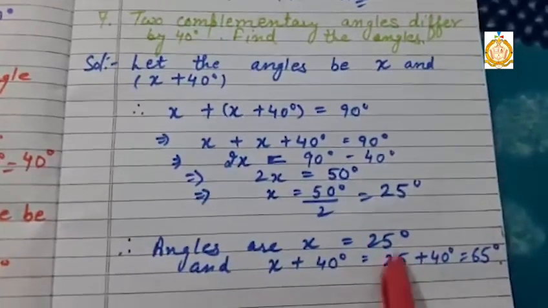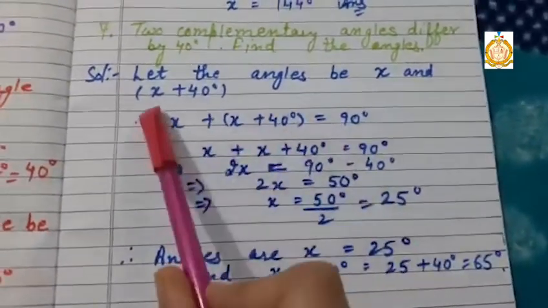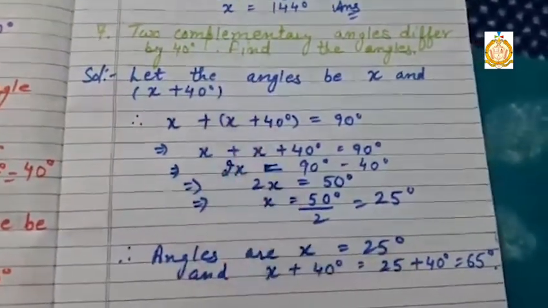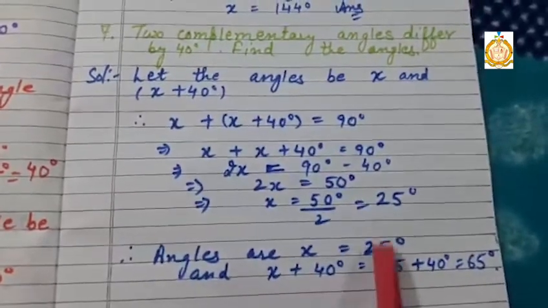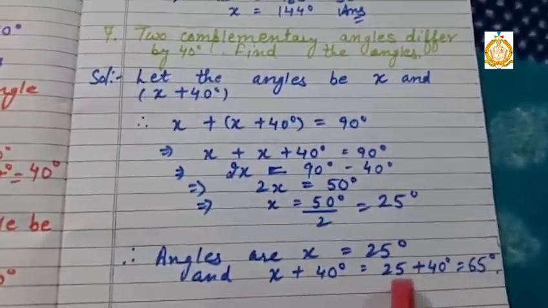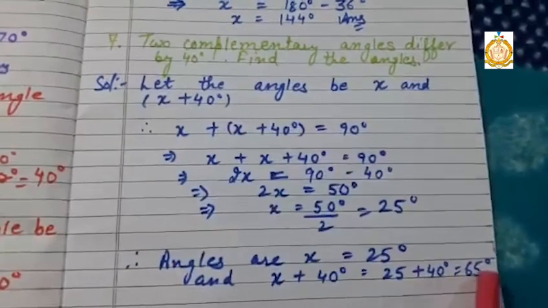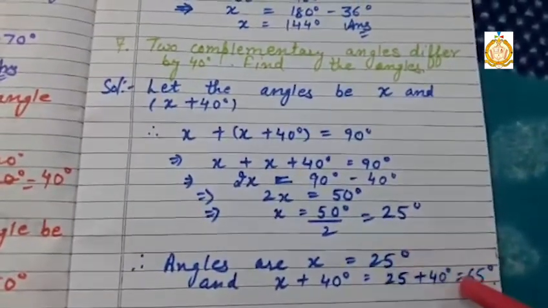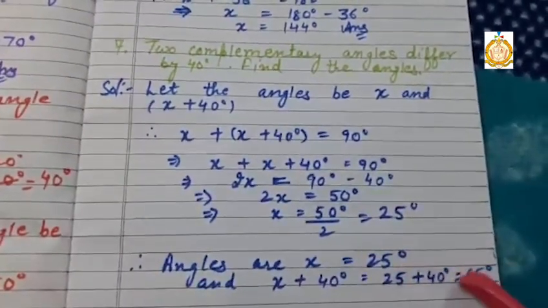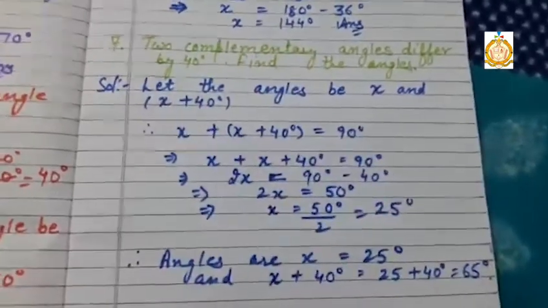Now the value of x is 25 degree and another angle is x plus 40. So another angle would be x plus 40, that is 25 degree plus 40. Putting the value of x here, you will get 65 degree. So both of these are complementary angles and they have a difference of 40 degree.